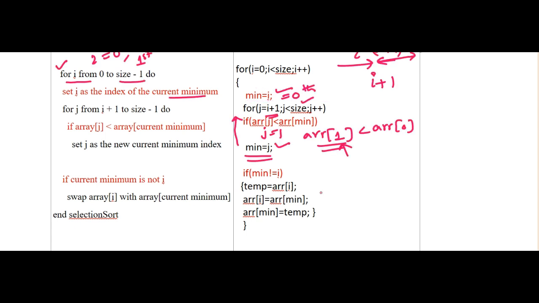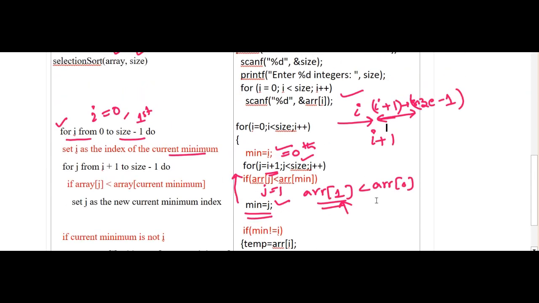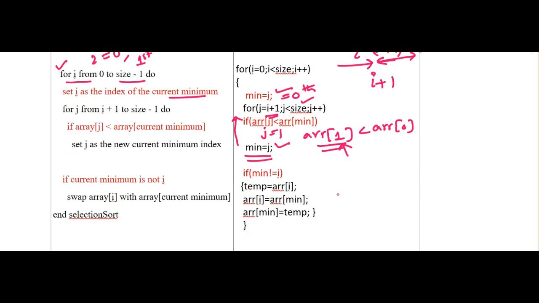If the current minimum is the ith element itself, then we need not swap it. If it is not so, that means the smallest element is somewhere in the unsorted array, not the first element of the unsorted array, then we can swap it like this.